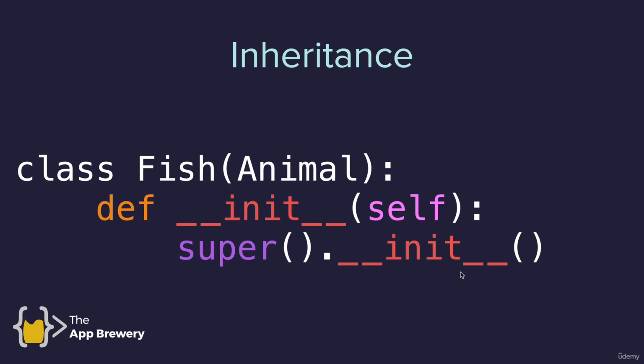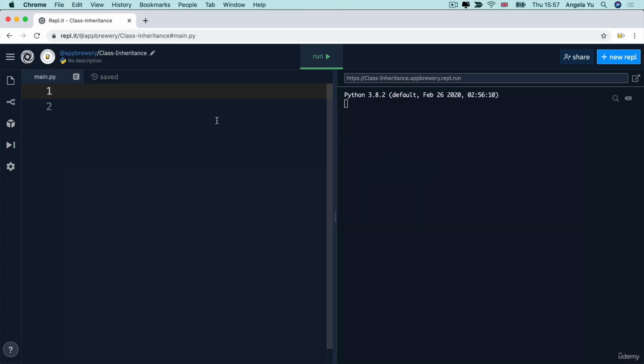And then in order to get hold of everything that an animal has and is, so its attributes and methods, all we have to do is inside the init add this super.init. And this super refers to the superclass. So basically initialize everything that the superclass can do in our fish class. Let's take a look at this in terms of real code.